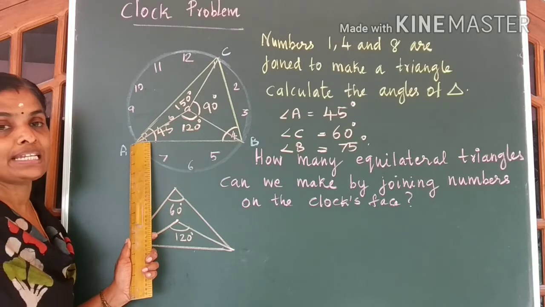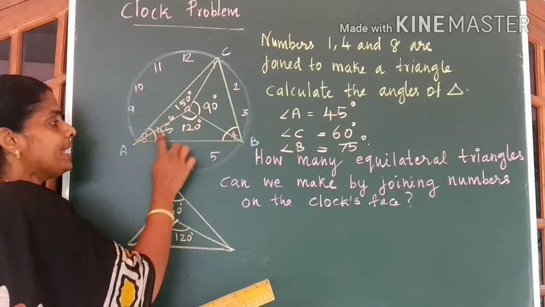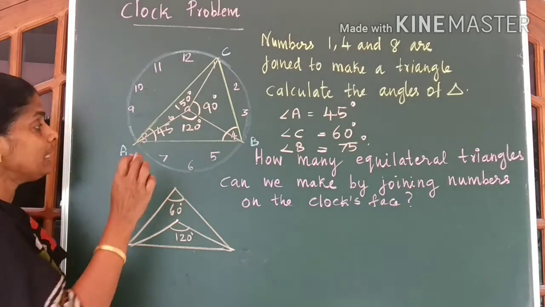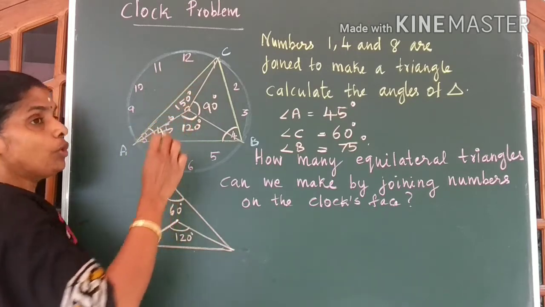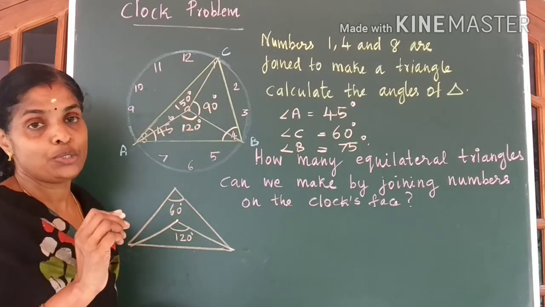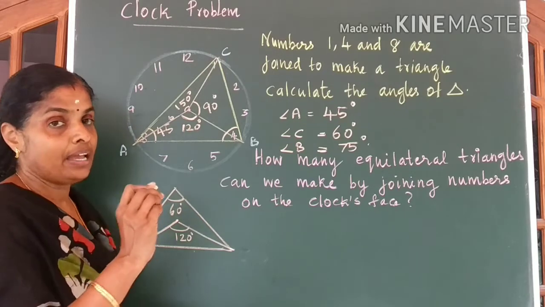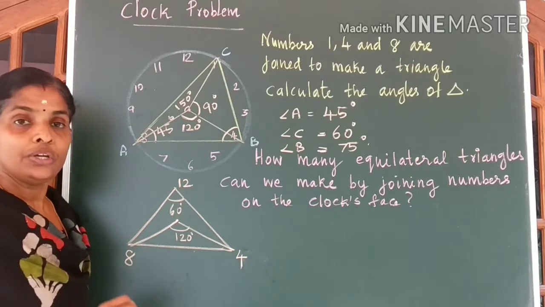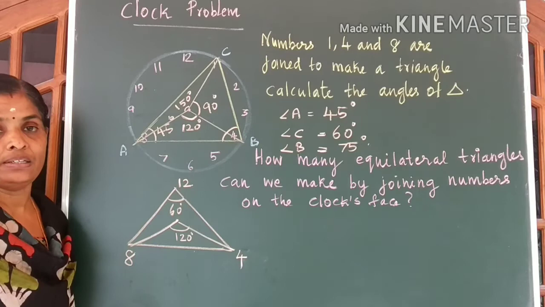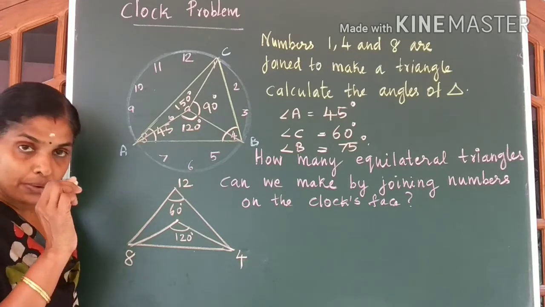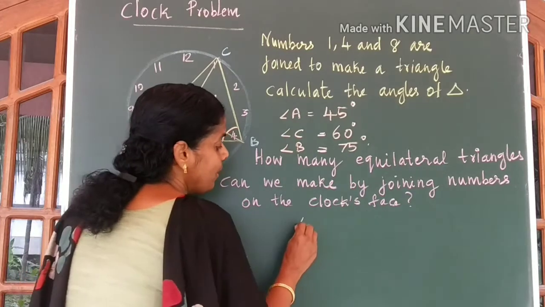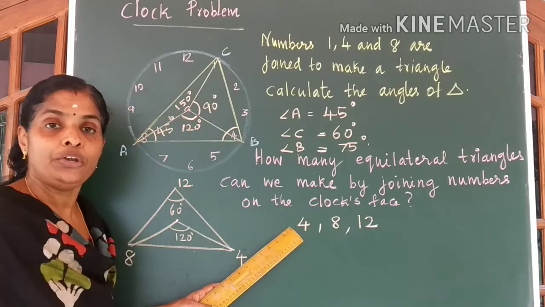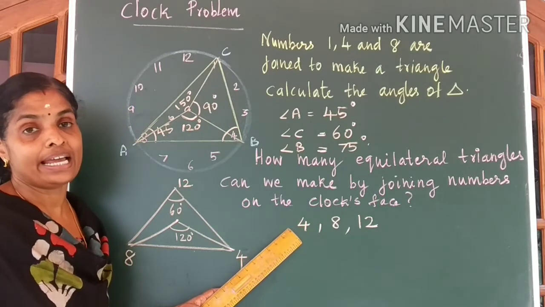From that, what did you understand? The angle between 4 and 8 is equal to 120 degrees. Similarly, you can say the angle between 8 and 12 would also be equal to 120 degrees. So, you can say by joining the numbers 12, 4 and 8, you get an equilateral triangle. Do you understand, children? So let me write the numbers first. By joining the numbers 4, 8 and 12, I will be able to get an equilateral triangle.